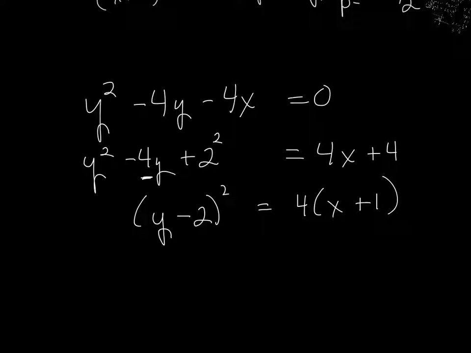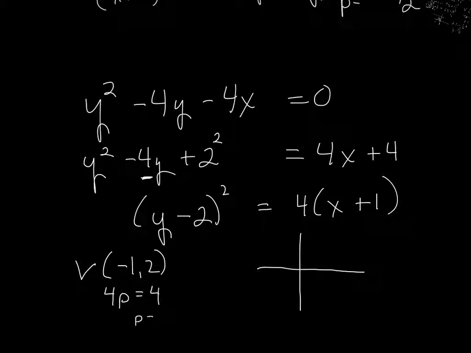Okay, so again, I want to find the focus, and we'll find the directrix. What is my vertex? -1, 2. Up, down, left, right? Right. Okay, so 4p equals 4, so p equals 1. All right, so my vertex is -1, 2. And you told me it opens right.